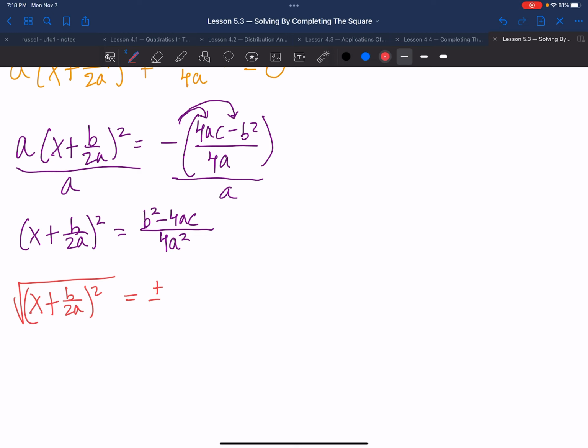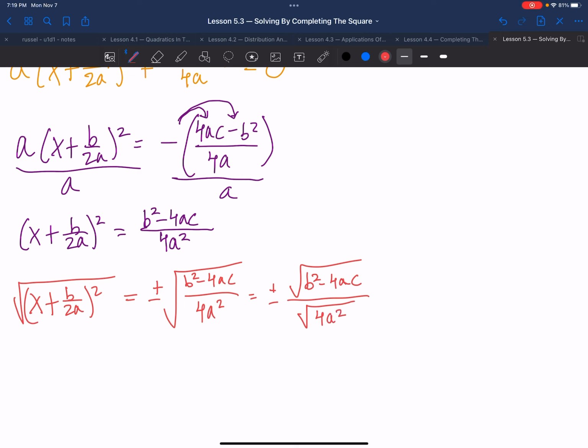We'll just put the whole thing under a square root. But I want you to notice that the bottom is a perfect square. Square root of 4A squared. So you can actually simplify this as plus or minus square root B squared minus 4AC divided by 2A. Because the square root of 4 is 2 and the square root of A squared is A. So I get those. All right.